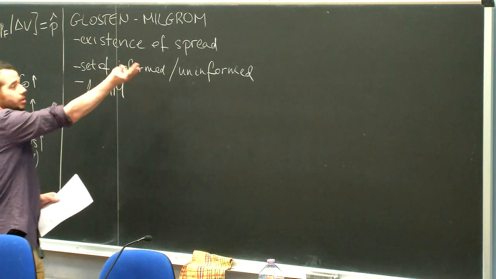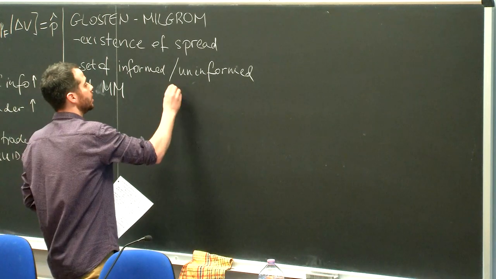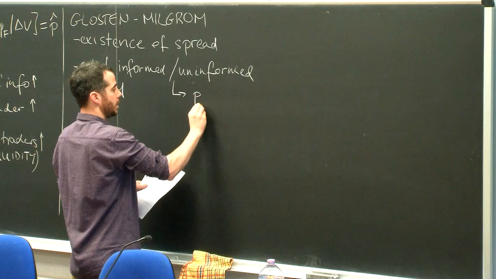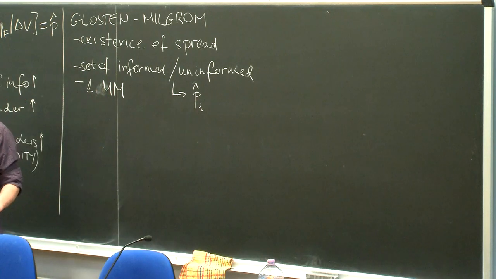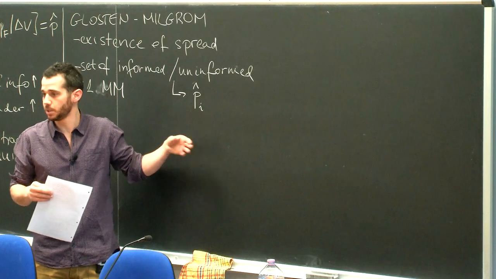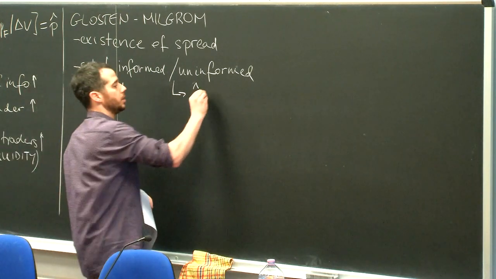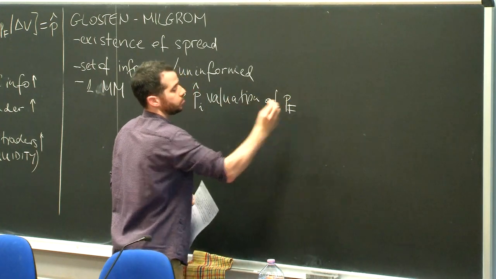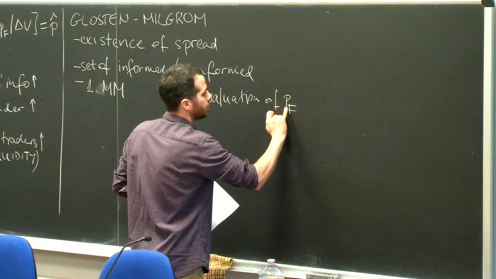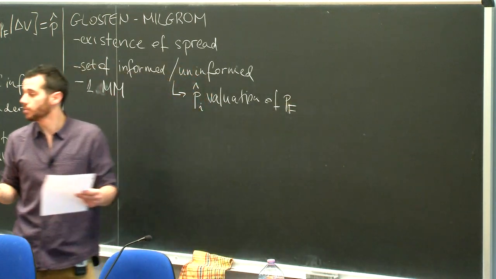Everyone who wants to trade, all these informed and uninformed traders, has some P-hat valuation. There is a P0, of course, in the same manner as in the Kyle model, there is a P0 now. And there is a final price that they are trying to predict, which was called PF. Each of them has an idea of what this will be, a valuation of PF. They all have different ideas.